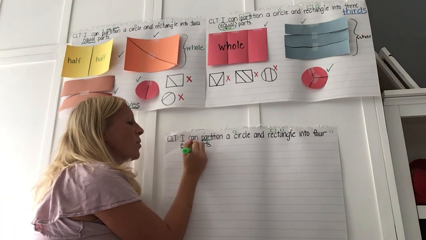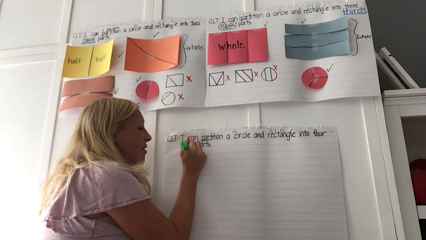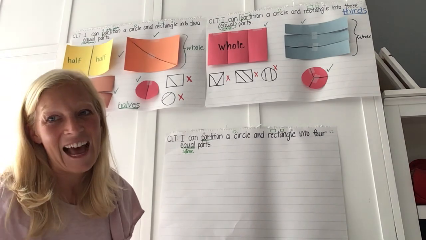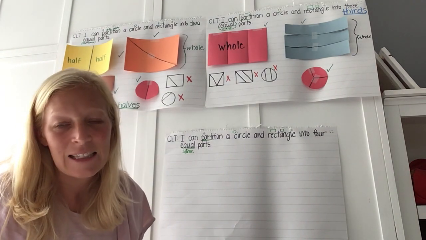And that word equal means what? It means the same. And that means the same size, right? So we're looking for shapes that are the same size, all right?